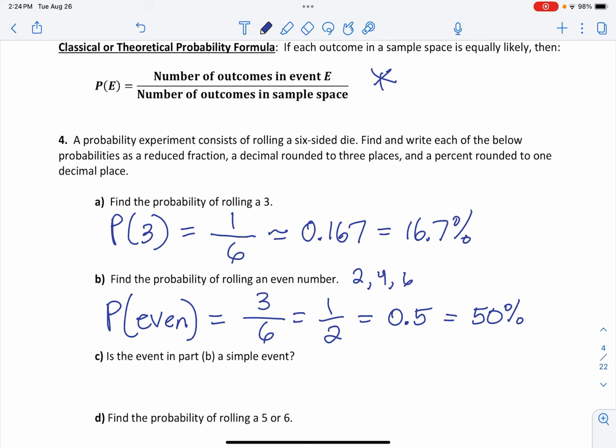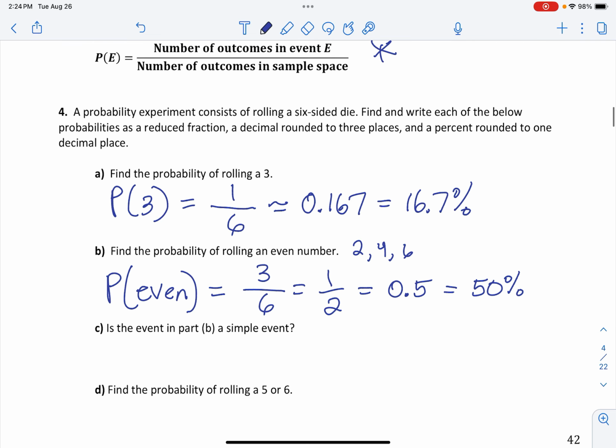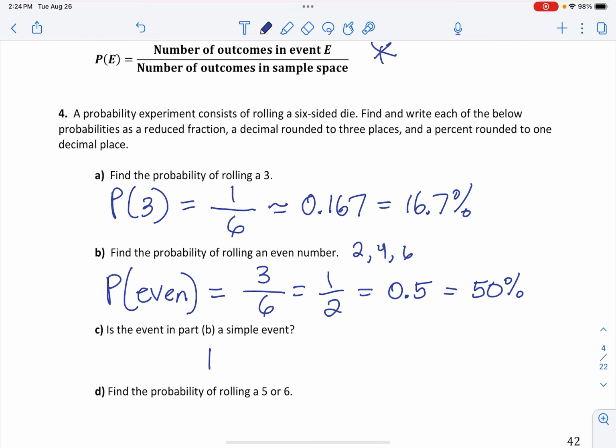Let's see, is the event in part B a simple event? No. Why? Because the top number is not 1, right? There are 3 ways to get an even number. Part A, that's simple. Part B, not simple. So a simple event has to have that numerator of 1. Only one way to achieve that event.